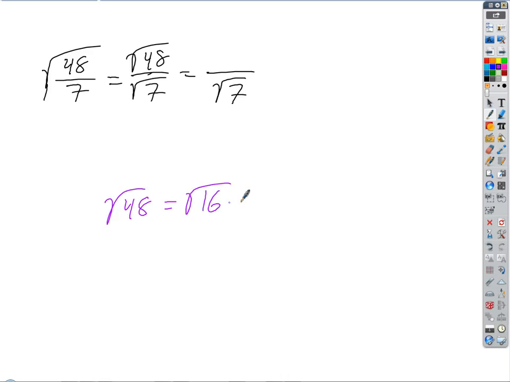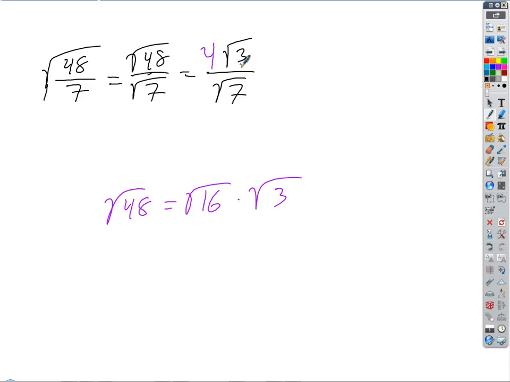I can rewrite the square root of 48 as the square root of 16 times what else? 3. 16 times 3 is 48. And what's the square root of 16? 4. So my answer is going to be 4 times the square root of 3 is what the top simplifies to, right?